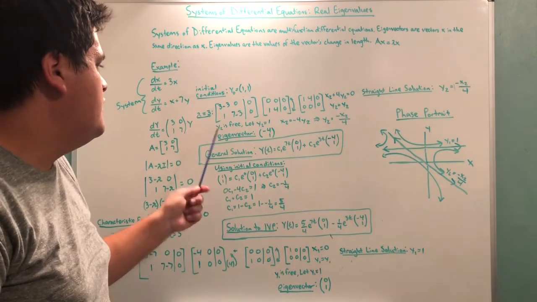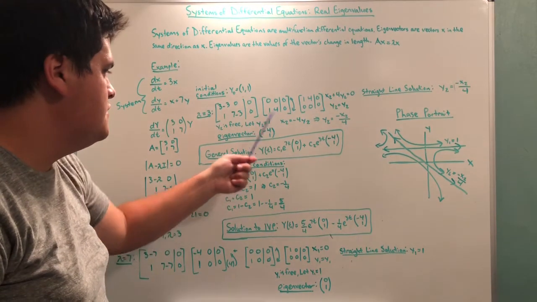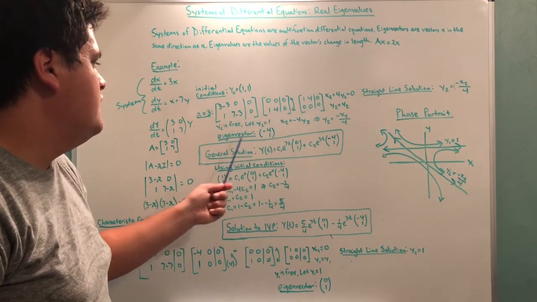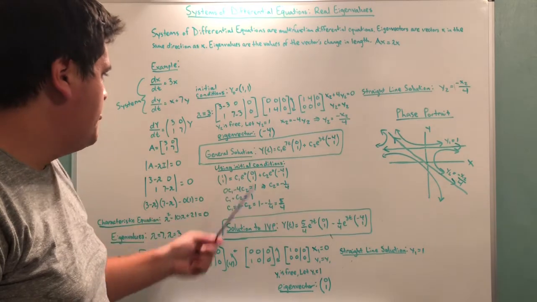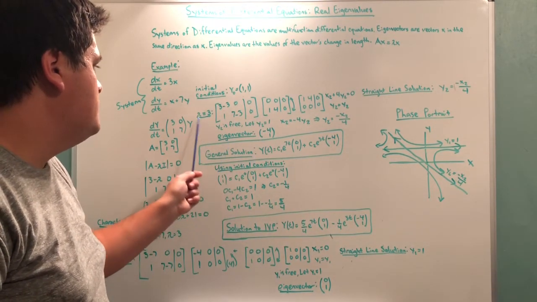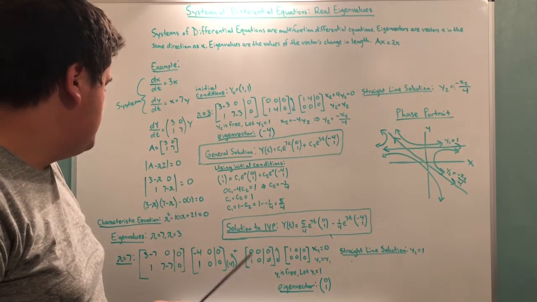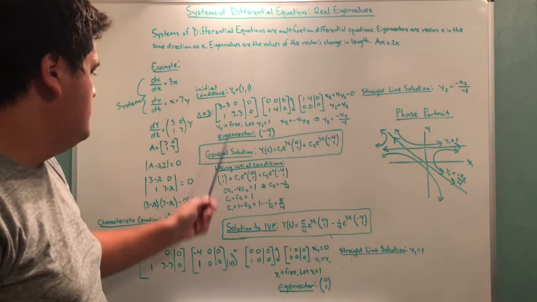So our corresponding eigenvectors are the coefficients in front of x2 and y2 for this particular one. So our eigenvector is negative 4, 1. This eigenvector corresponds to lambda equal to 3. And then our general solution is just the combination of these two.